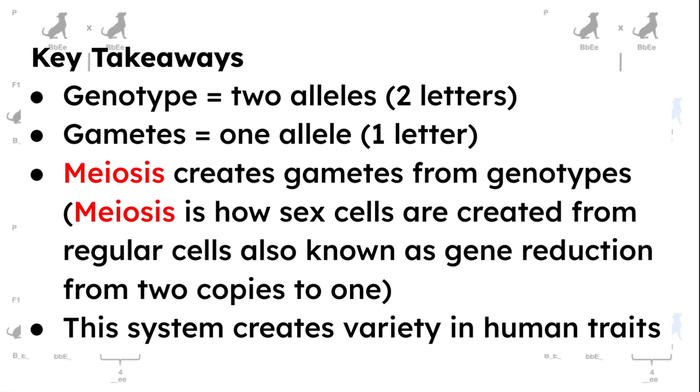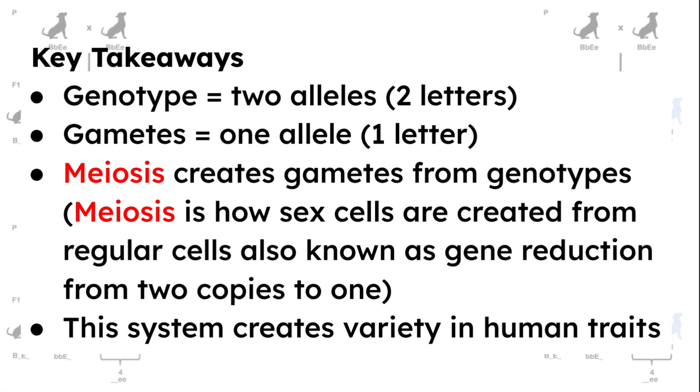Oh, I forgot to give you the roundup, everything about it really fast. So, genotype. Genes, it's the total letters, two letters, or two alleles. Alleles are traits or two genes. Gametes, they are sex cells.